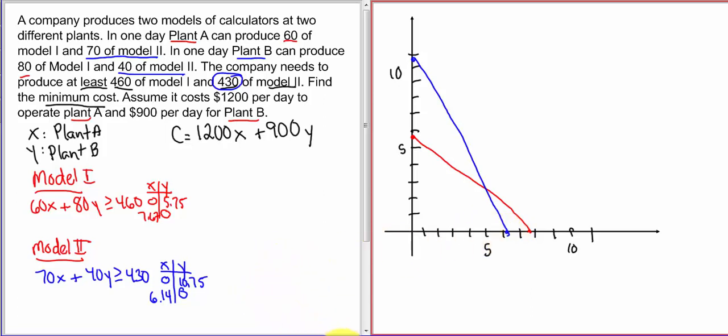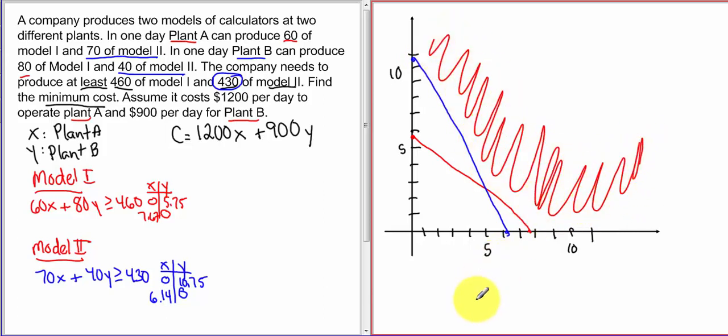Now shading. Again, testing the point 0, 0. When I test the point 0, 0 in this first red equation, that makes it false, so I'm shading above. Even for the blue equation, I'm also shading above. So I'm shading an unbounded region. Keep that in mind. What we're going to be plugging in is that point right there. I would round up, since you're shading unbounded and greater than, so I would plug in 8, 0. I would plug in this point up here, 0, 11. And we need to find this intersection point.